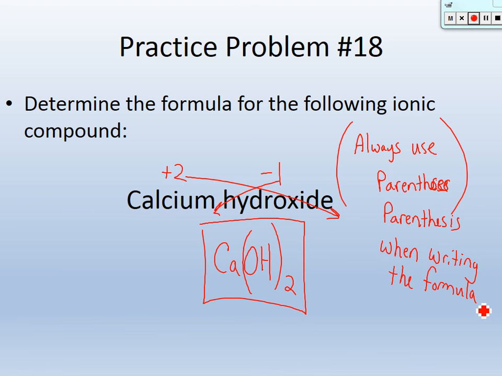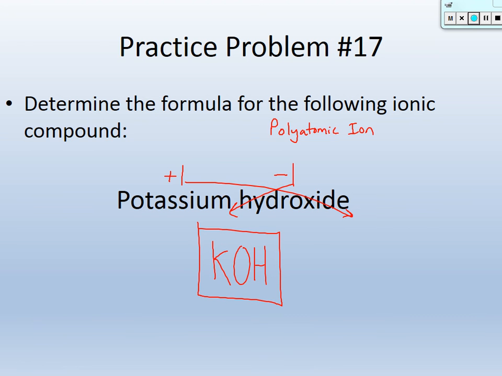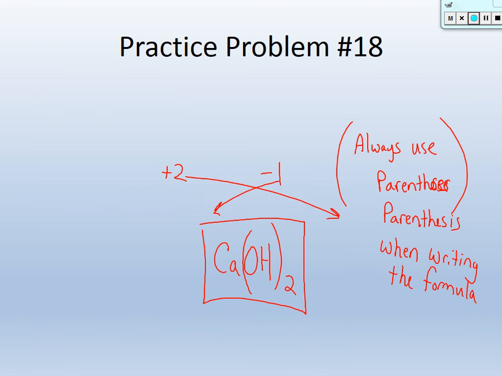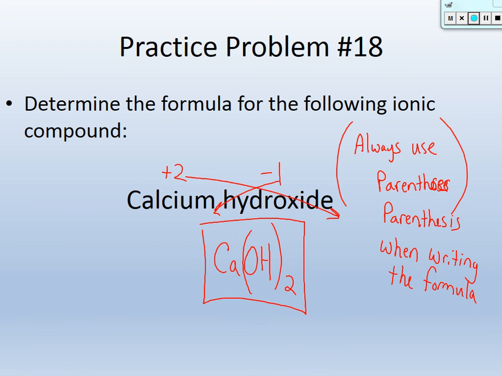Now, you might think to yourself, well, we didn't use parentheses on practice problem 17. So let's go back there. Do I need parentheses if the number on the outside is a 1? No. Could you write it K parentheses OH? Yeah, I guess you could. But nobody does that. So if it's a 1 on the outside, you don't need parentheses. But if that number is a 2 or a 3 or any other number than 1, you've got to use parentheses because that distributes to everything on the inside. You've actually got 2 of the hydroxides.